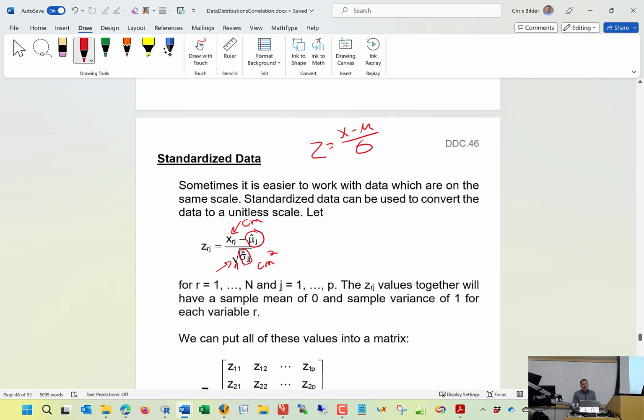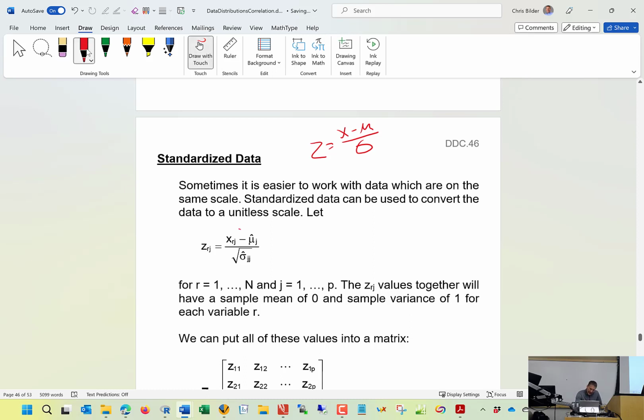And of course, oops, erase this. My eraser doesn't work. Let's try this one more time. There we go.